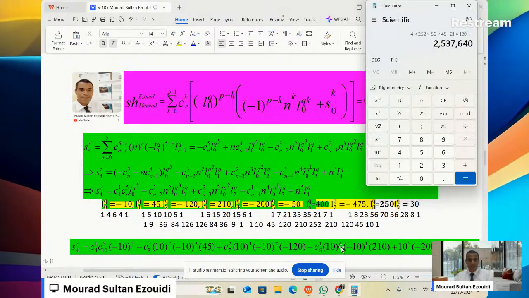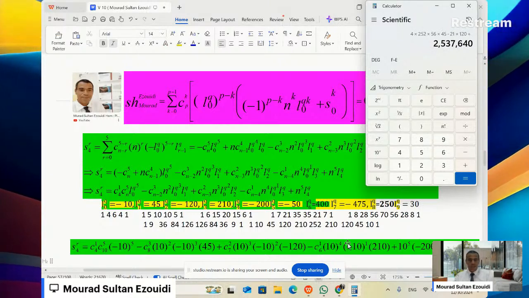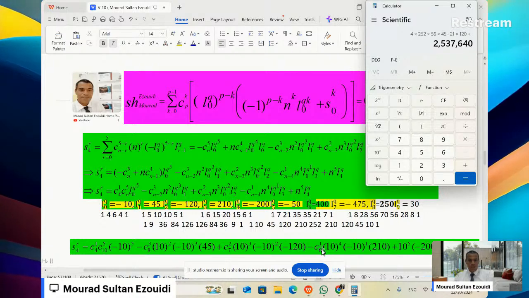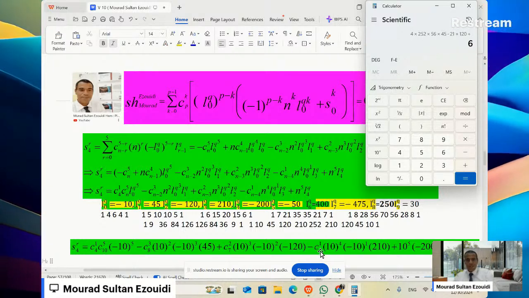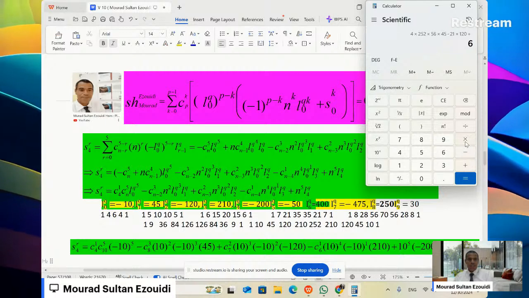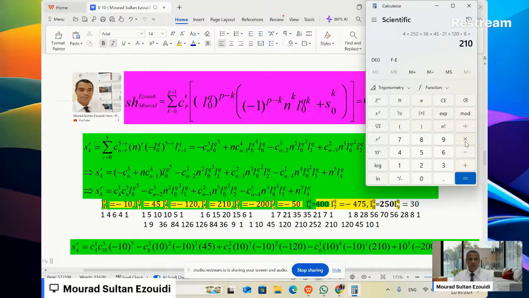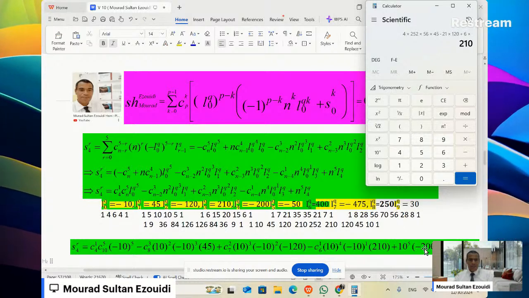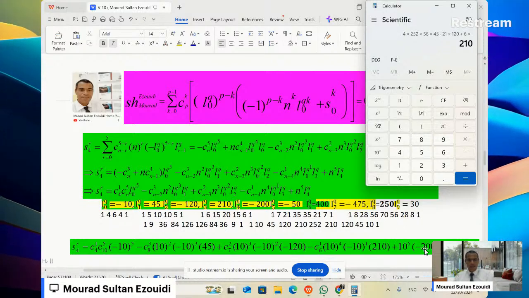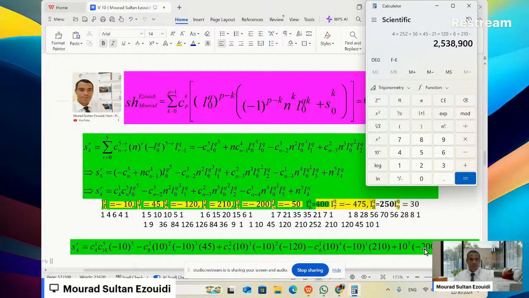Plus 10 to the power 4 times 10 to the power 1 is 10 to the power 5, which is a common factor. So plus 6 multiplied by 210. Then, okay, then minus 200. Okay, immediately I will make minus 3.